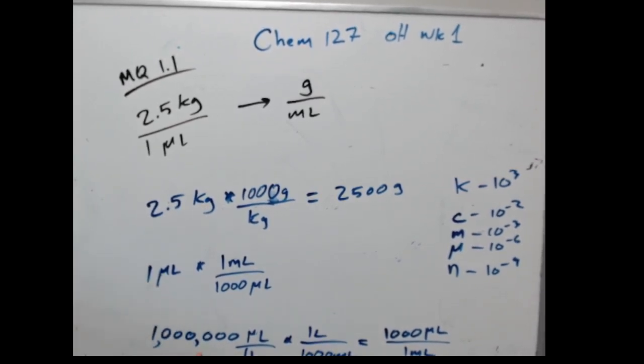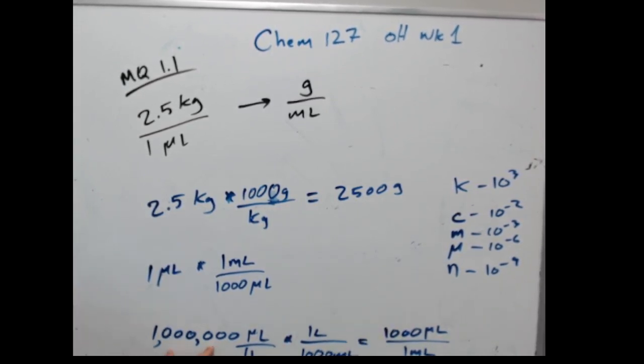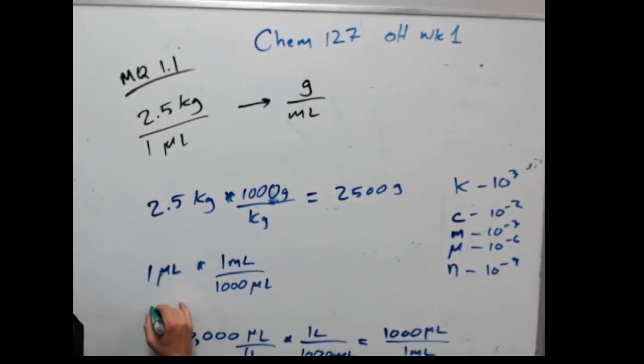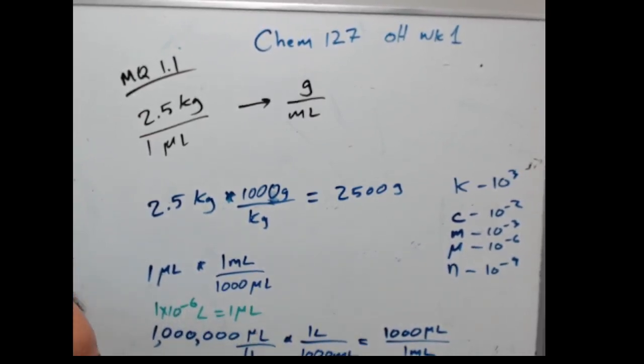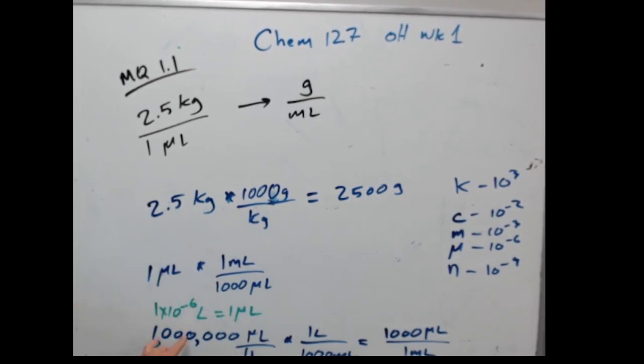And you notice there might be something confusing here because I got micro as 10 to the minus 6, but I've got it as 10 to the 6 here. That's because if I flipped this over the other way, I could write 1 times 10 to the minus 6 liters equals 1 microliter. That'd be like 1 over a million. And so when we write it like this, the micro means 10 to the minus 6. We're writing 1 times 10 to the minus 6 liters is 1 microliter.